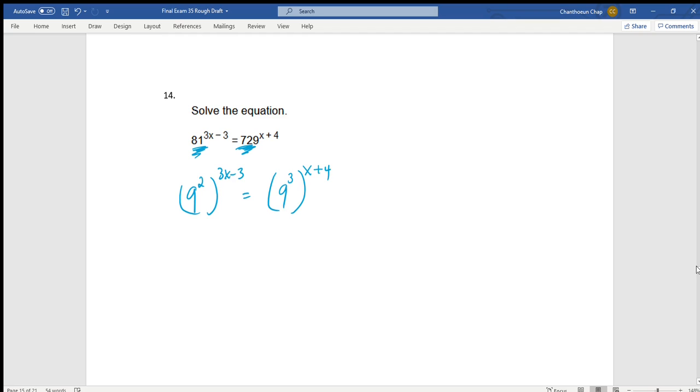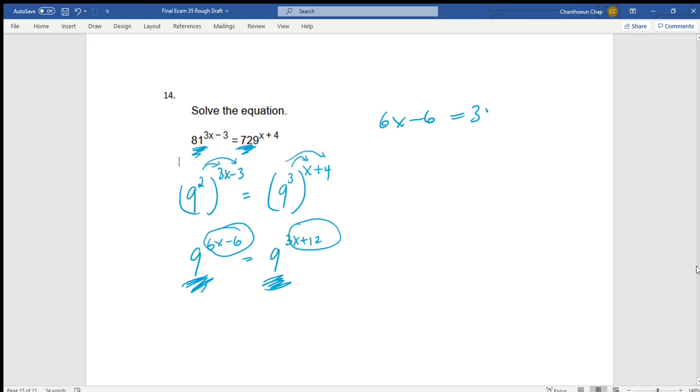And now we're very close to getting the same base. We just got to simplify the exponents a little bit. Let's use distribution. And this would give me 9 raised to the 6x minus 6 equals 9 raised to the 3x plus 12. Since the bases are the same, the tops of our exponents better be the same. So 6x minus 6 has to be equal to 3x plus 12.